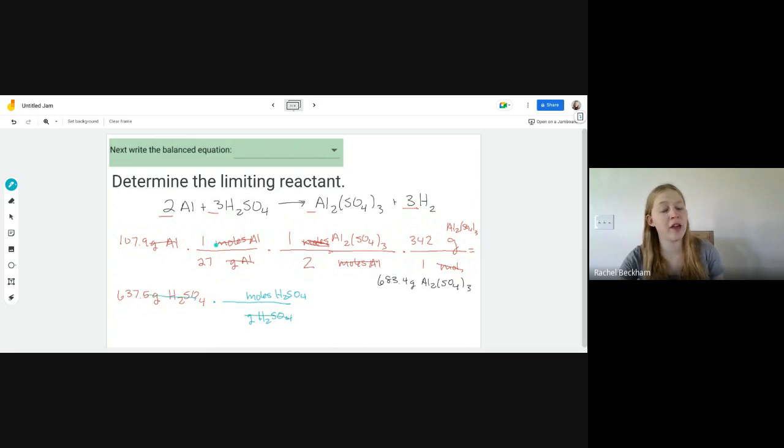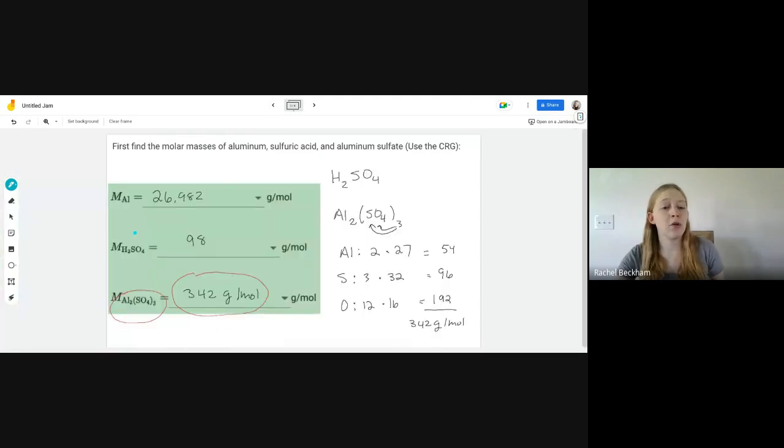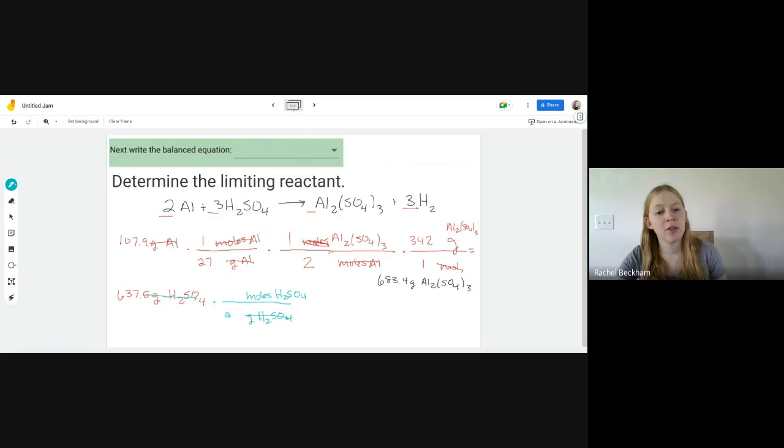If you notice, it's the same as up there, except now we're starting with H2SO4. The molar mass of H2SO4 that we added up earlier is 98, so 98 grams for every 1 mole. And now we need to get to moles of Al2SO4, and we want the moles of H2SO4 to go away, so that it goes away right here.